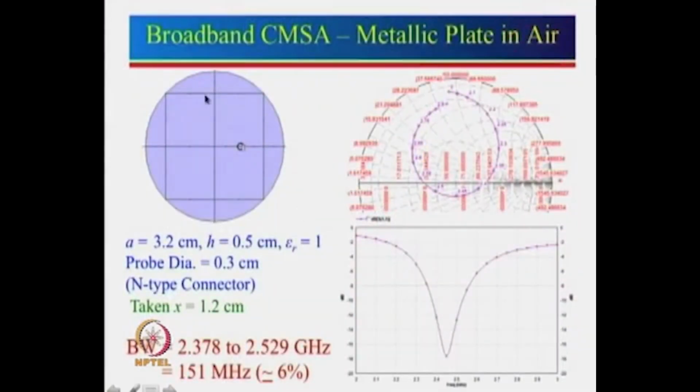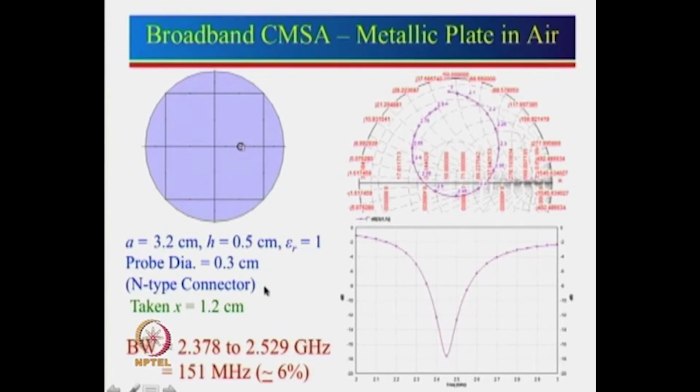So, we had started discussion on the broadband circular microstrip antenna where we had used a metallic plate in air. The radius of the circle was taken as 3.2 centimeter, H was 0.5 centimeter, epsilon r1. We had taken a slightly higher thickness and epsilon r1, both of these yield a broader bandwidth. A probe diameter was taken as 0.3, which is nothing but an N type connector.